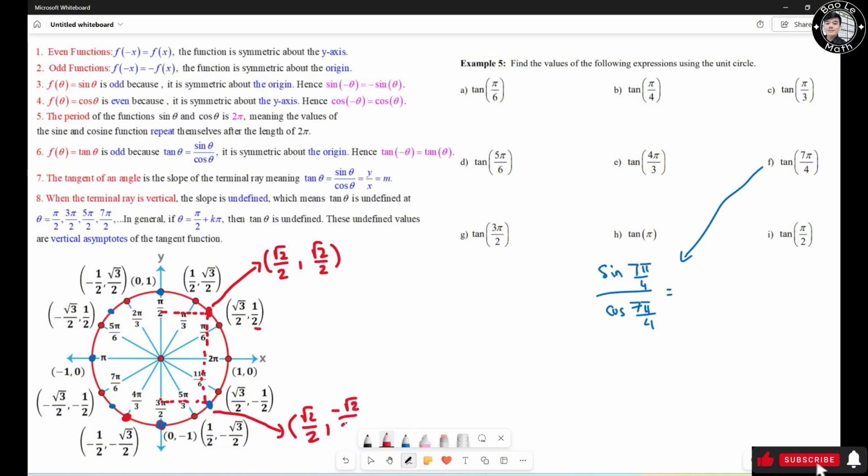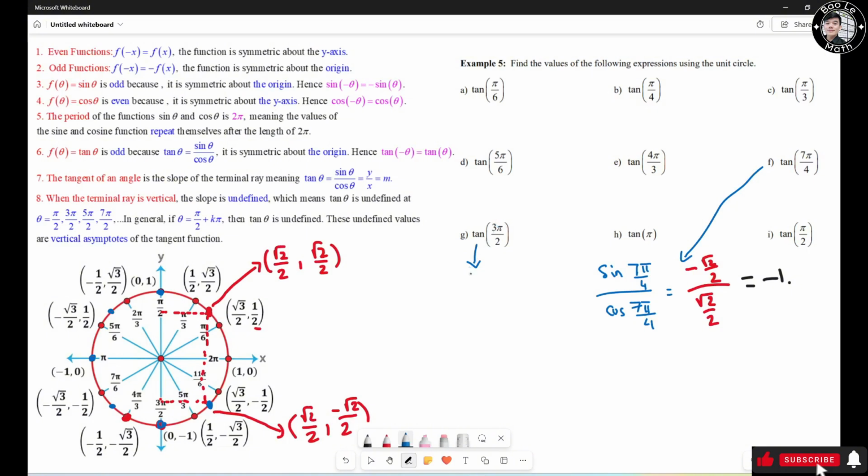So negative root 2 over 2. You substitute over here, you have sine of 7 pi over 4 equals negative root 2 over 2 divided by root 2 over 2, right? So the answer must be negative 1, right? Now let's move on to this one.